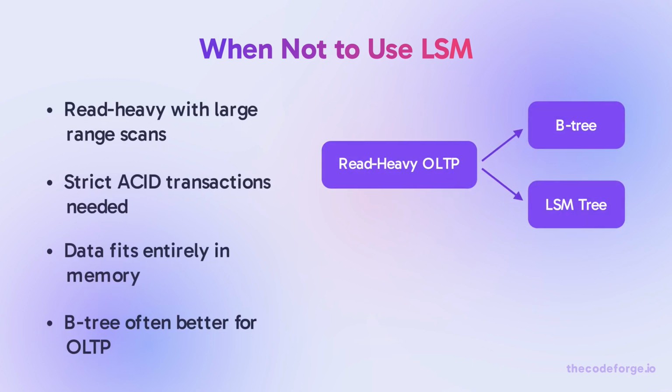LSM trees aren't a silver bullet. For read-heavy workloads with large range scans, B-trees are faster because data is stored contiguously. If you need strict ACID transactions, a B-tree with MVCC like Postgres is simpler. If your data fits in memory, an LSM tree adds unnecessary complexity.